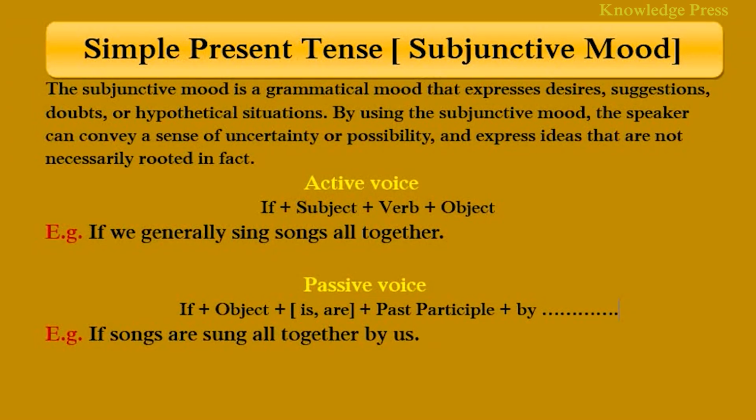Now see the example. Active voice: you have to use if, subject, verb, object. Now see the example: if we generally sing songs all together. Now see the passive voice: if, subject, past participle, by. Example: if songs are sung all together by us.